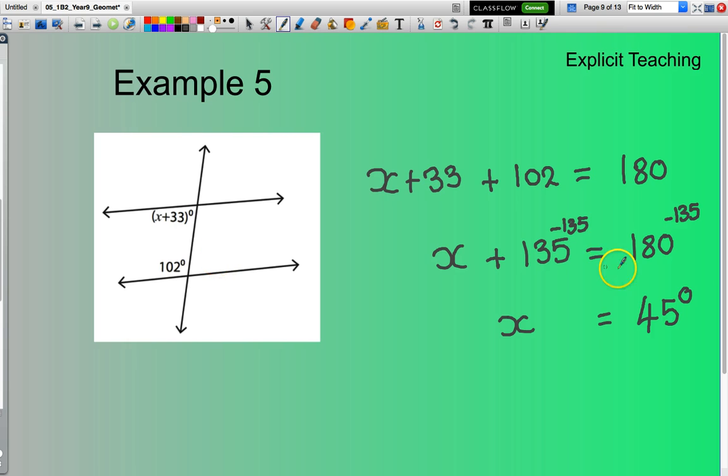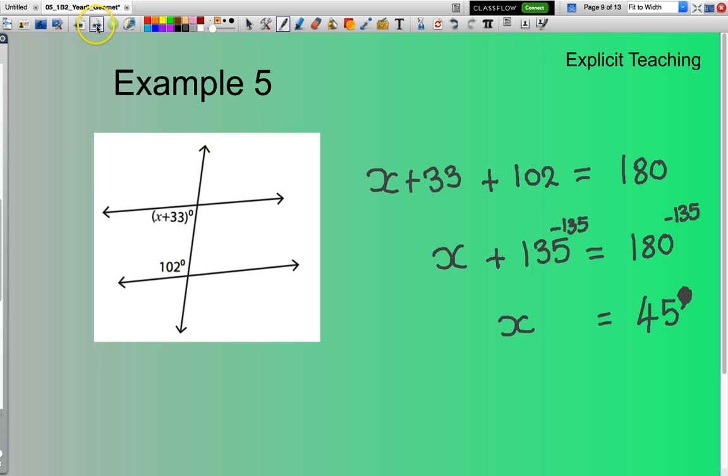Now I just should rewrite that and say not x is 45, I've got to be very careful about that. The value of x. The amount of degrees here is actually x, 45 plus 33. So x is just the value of 45.